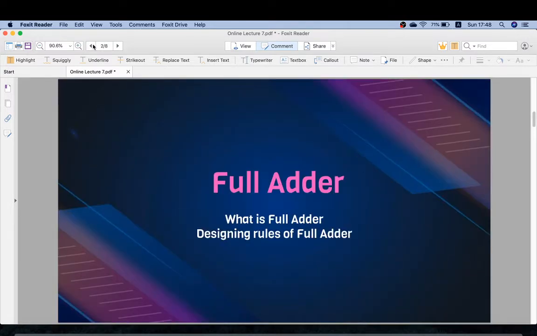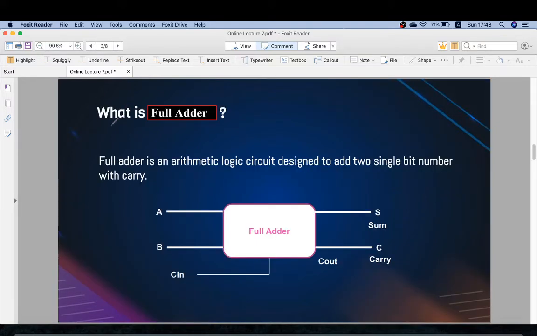In the last lecture, we studied what a half adder is and the designing rules for a half adder. In this lecture, we will study what a full adder is and the designing rules for a full adder. So what is a full adder? A full adder is an arithmetic logic circuit designed to add two single bit numbers with carry.